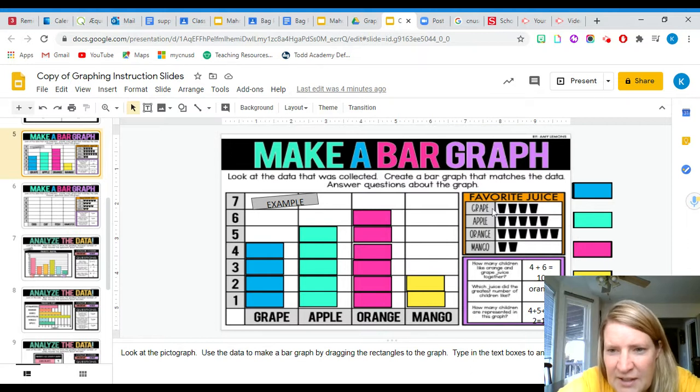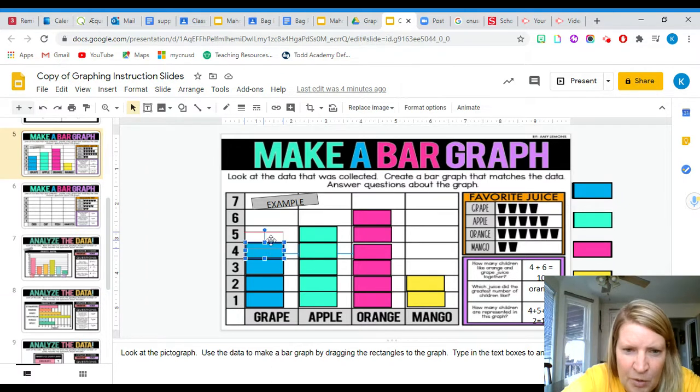So looking at our data table, here it says grape. How many kids voted for grape juice? 1, 2, 3, 4. So to mark that, we put 4 of these little blues into the column. 1, 2, 3, 4. This shows me that 4 kids like grape juice.